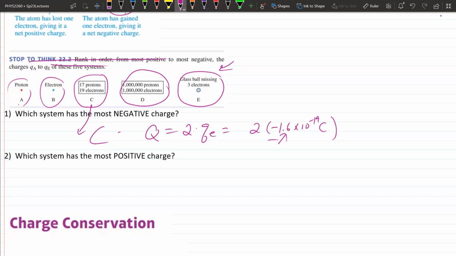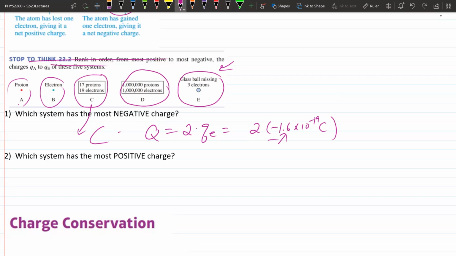What about number 2? Which one of these systems is the most positive? Let's give it 10, 15 seconds. Okay. Who thinks it's A? Anyone? What about B? It shouldn't be B, because an electron is negative. Could it be C? Could it be most negative and positive at the same time? That's illogical. What about D? There are a lot of electrons in D. Who thinks it's D? Okay. Who thinks it's E? Okay, so you guys are pretty good at this.